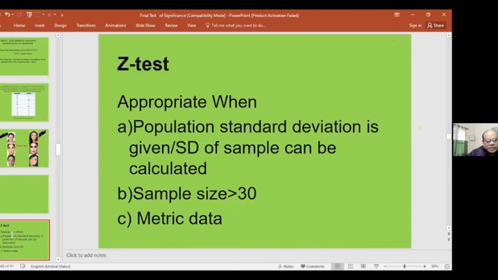Now coming to the Z test. Normally in SPSS you will not find the Z test. All those tests which we apply in the T test are also applied for the Z test. The only difference earlier was when the sample size was greater than 30. Now even for sample size greater than 30, say 90, you use the T test. So whatever is applicable to the T test is now applicable to the Z test also.